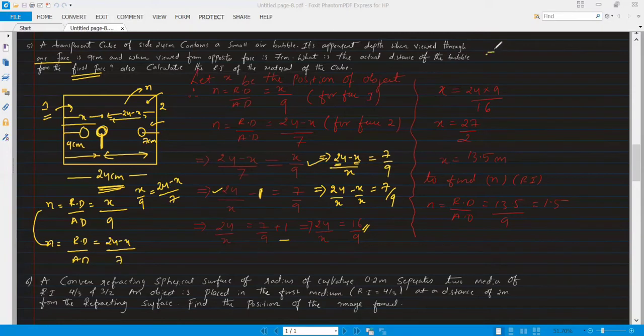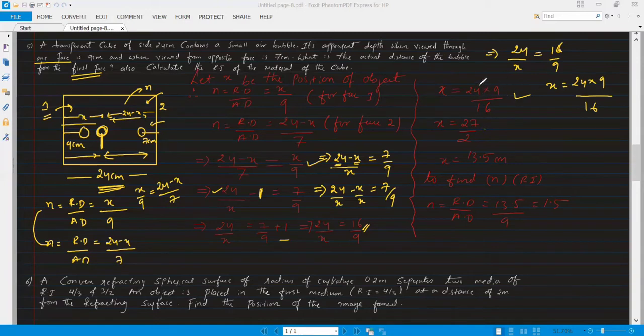This implies 24 divided by x is equal to 16 divided by 9. We will take this x on this side. x is equal to 24 into 9 divided by 16. So 24 into 9 divided by 16, x is equal to, this is going to be 27 by 2.